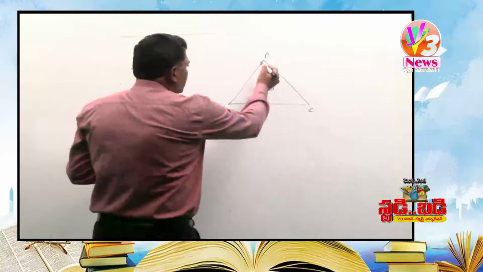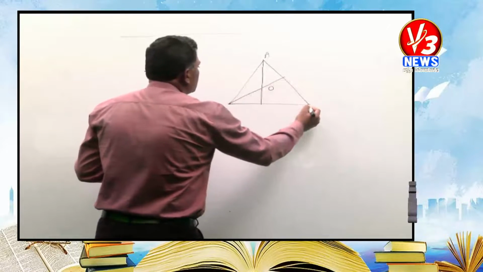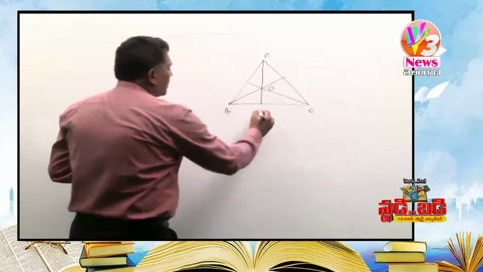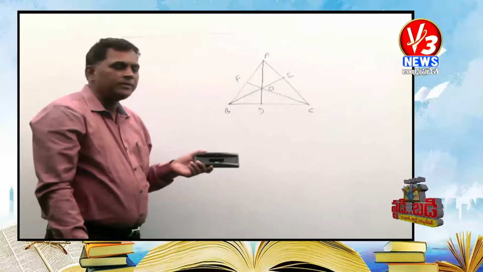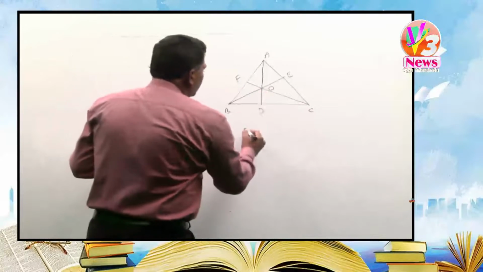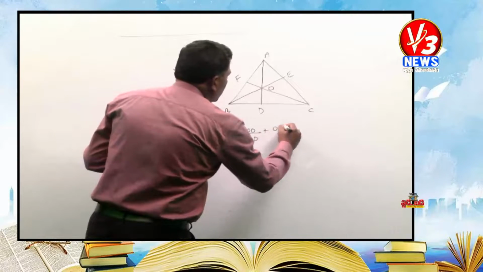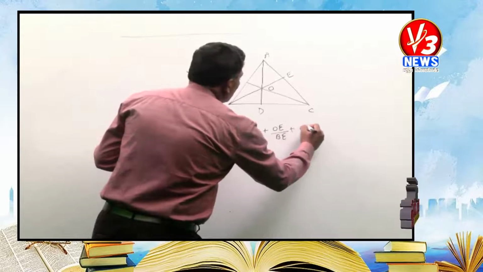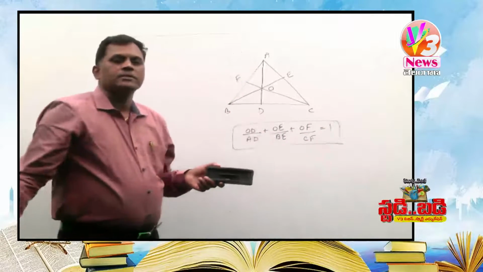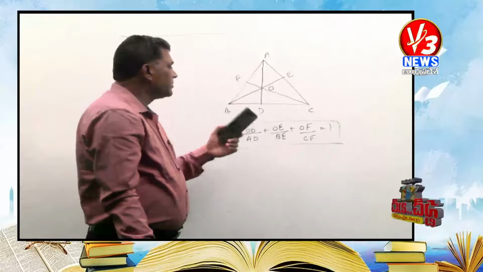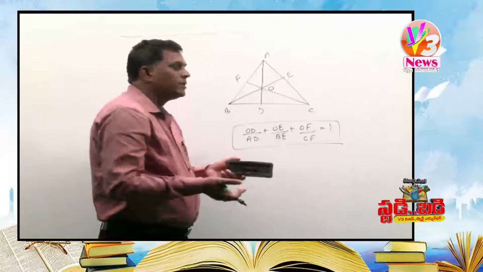Now, the vectors AO, BO and CO extended intersect the opposite sides at D, E, F respectively. Now we have to show that OD by AD plus OE by BE plus OF by CF, the sum of these 3 ratios, equals 1. Questions like this can sensibly be tested by using our collinearity property.